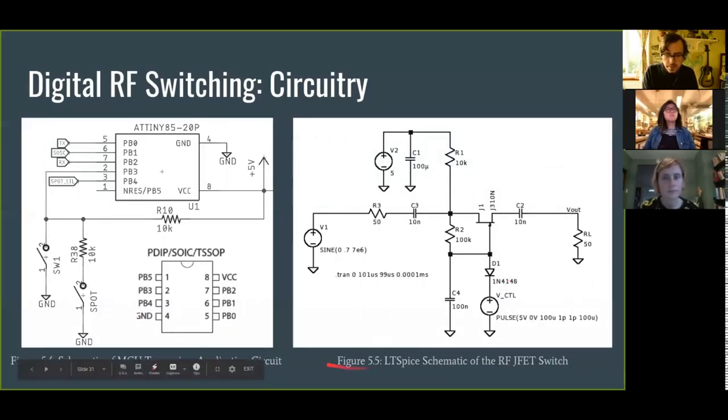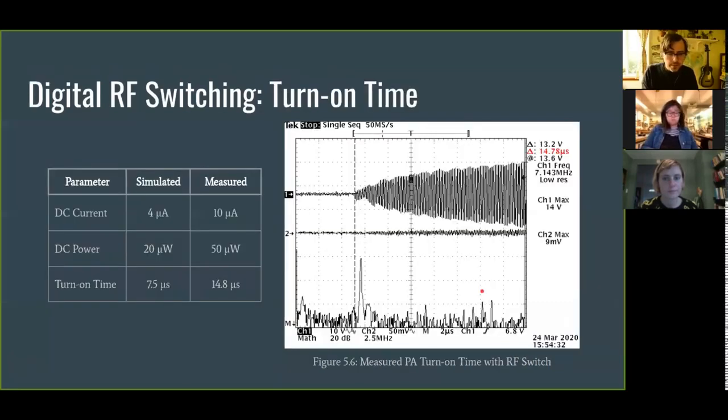This is the LTSpice schematic of the RF JFET switch. So this is how we simulated the voltage from the microcontroller. And I simulated the turn on time. So how long does it take this switch to actually open up? And in my measurements, I got about 14.8 microseconds. So that's 14.8 millionths of a second, which is about twice as high as the simulation recorded.